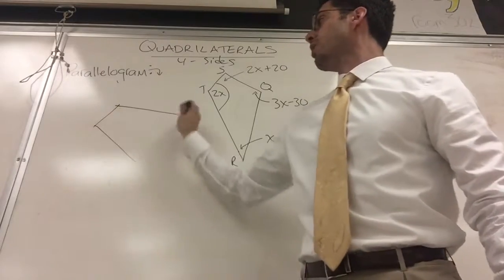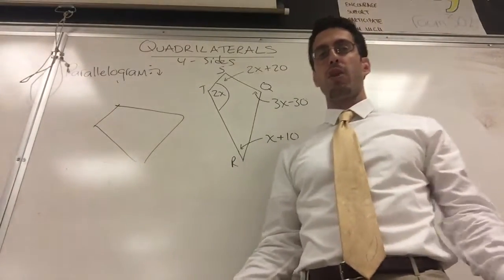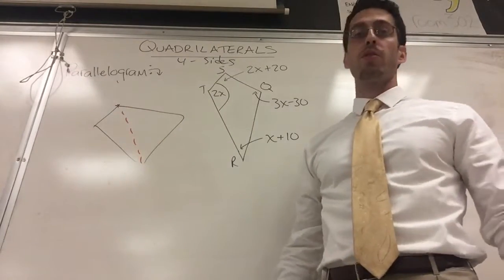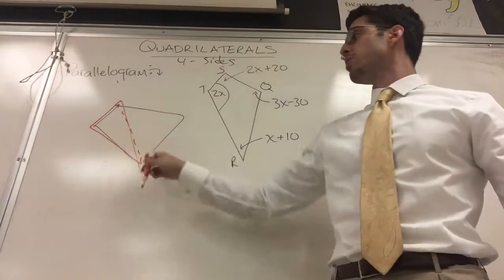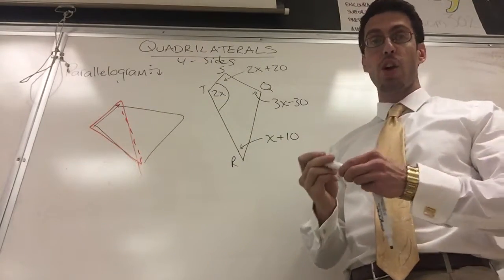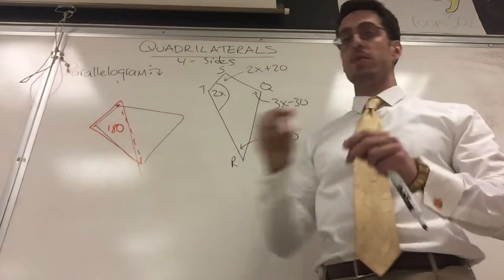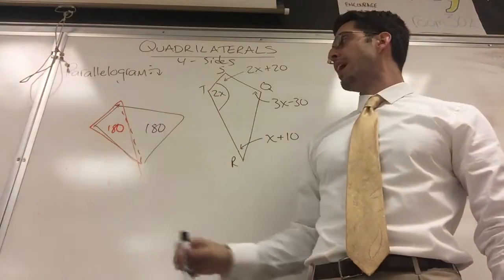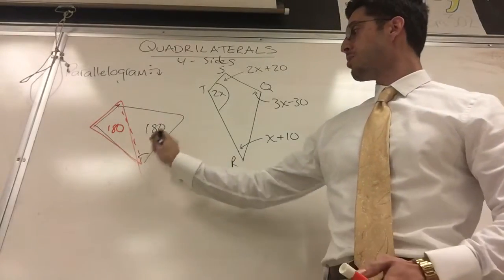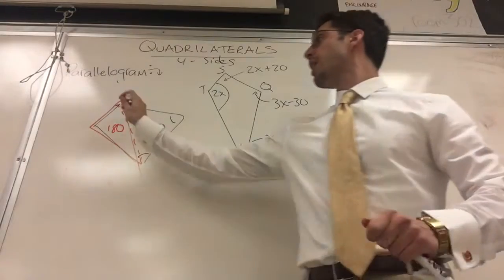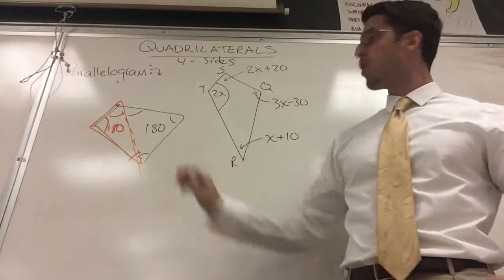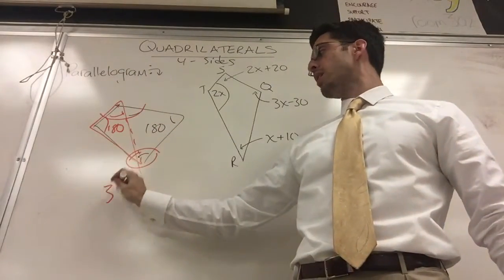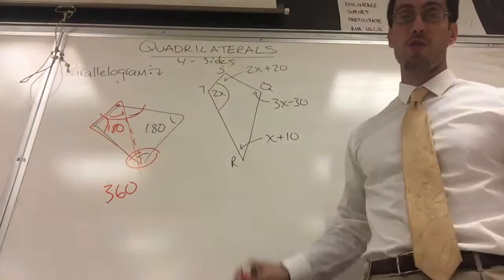Here, draw a random quadrilateral. I don't know if that's a diamond or what, a parallelogram, who knows, who cares? Check this out. Did you see my video on triangles? Here's a triangle, here's a triangle. What is the sum of the angles in the orange triangle? 180. What is the sum of the angles in the black triangle? 180. Now, if this plus this plus this is 180, and this plus this plus this is 180, when I combine forces and add those two together, I'm gonna get 360 for any quadrilateral.